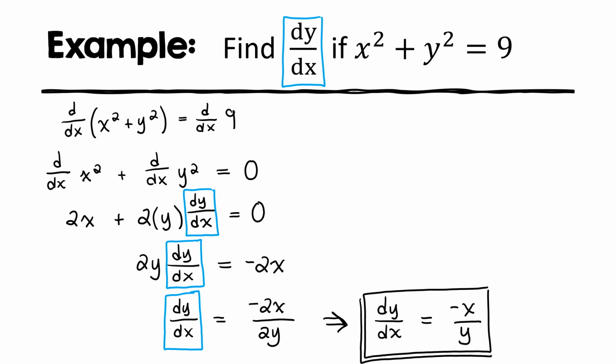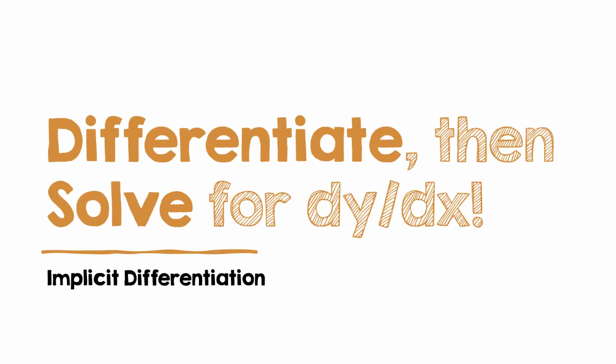And that is the basics of implicit differentiation. Essentially, you differentiate and then solve for dy dx. So you just have to remember that when you take the derivative of y with respect to x, you have to multiply by that dy dx due to chain rule.